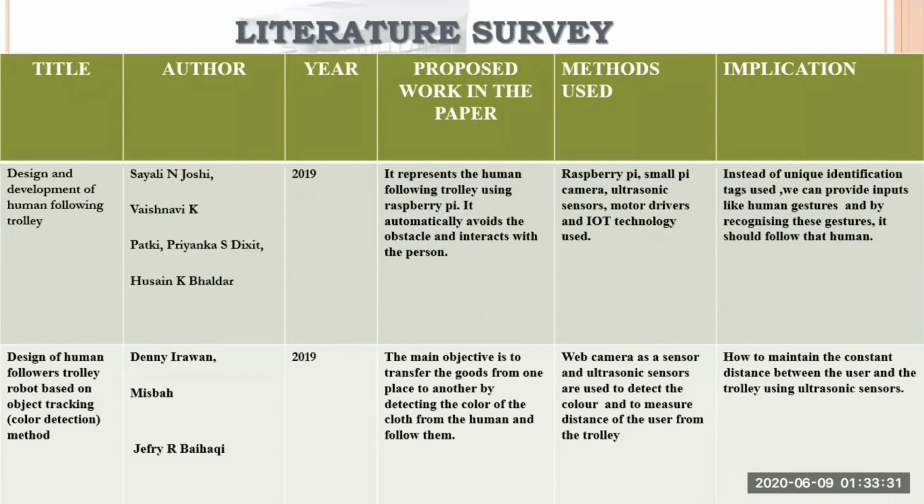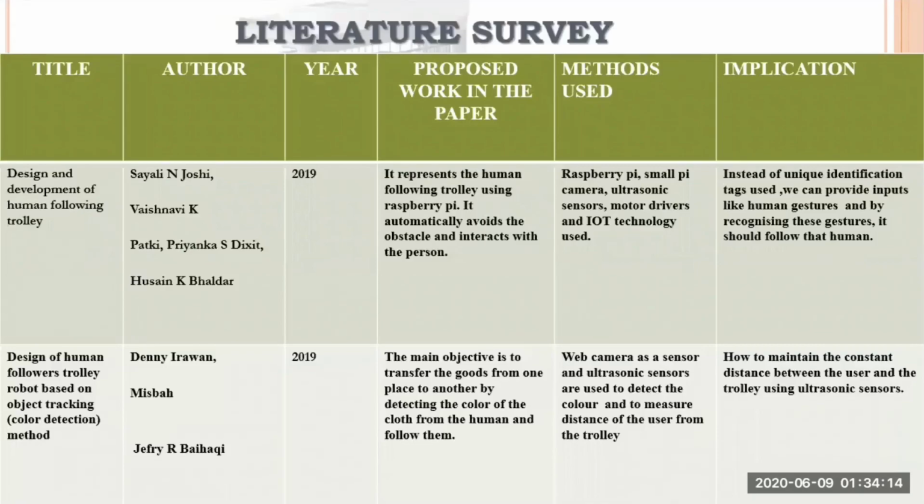a design and development of human following trolley. It was published in the year 2019. This paper represents the human following trolley using RPI, that is Raspberry Pi. It automatically avoids obstacles and interacts with the person. The technology used is Raspberry Pi with a small Pi camera. They used ultrasonic sensors in the trolley, also motor drivers, and IoT technology was implemented to solve the problem. The implication is that from this paper we came to know that using Raspberry Pi and Pi camera we could design a human following trolley.